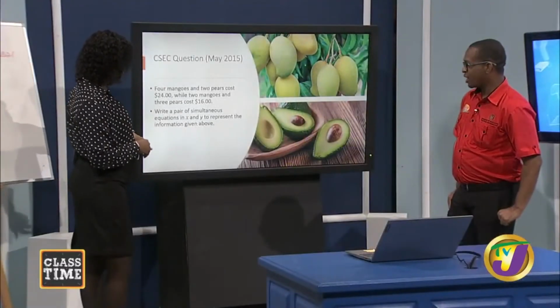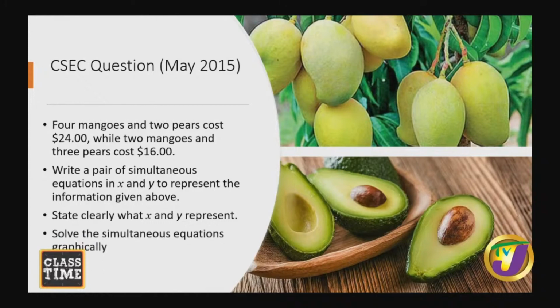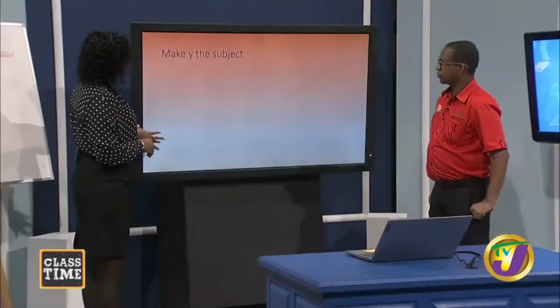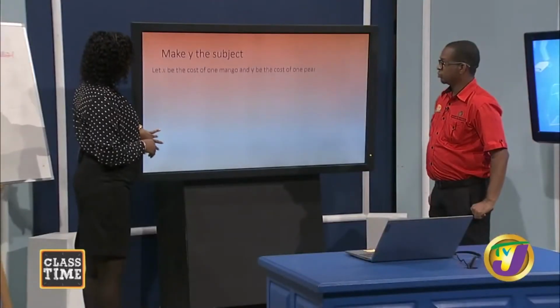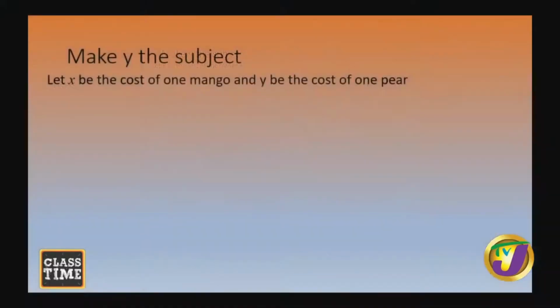They're asking us to write a pair of simultaneous equations in x and y to represent the information, and we're supposed to state clearly what x and y would represent in the situation. Finally, we're going to be graphing them. First of all, let x be the cost of 1 mango and y be the cost of 1 pear.